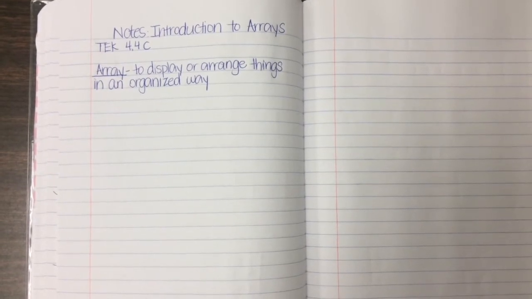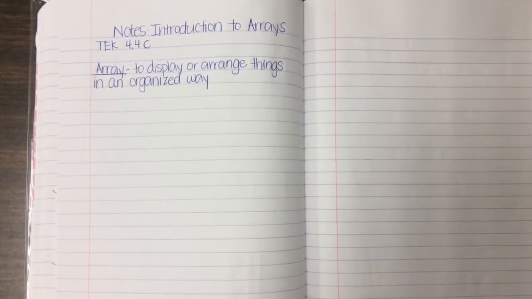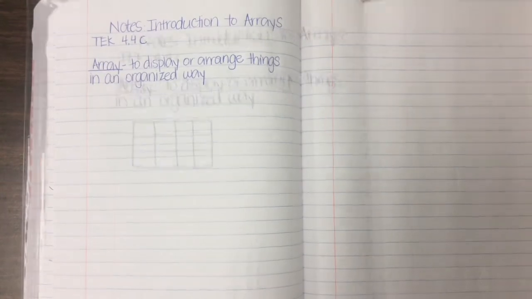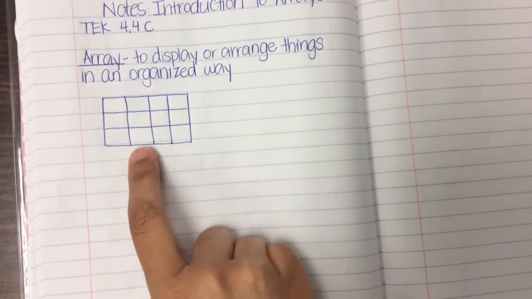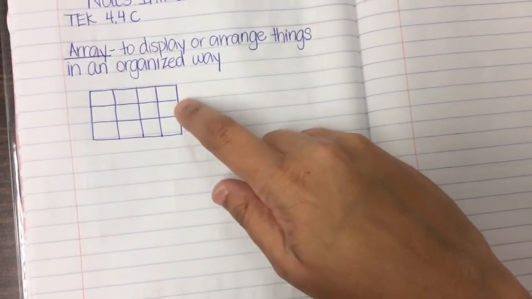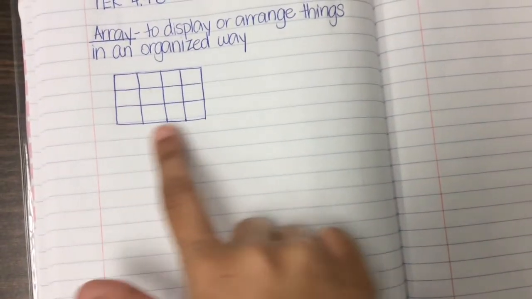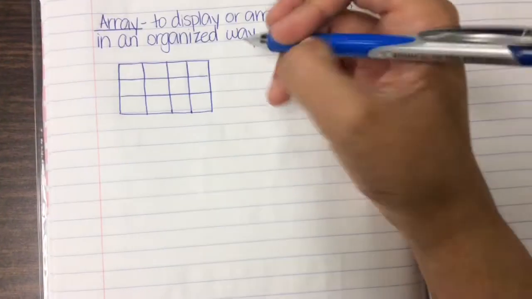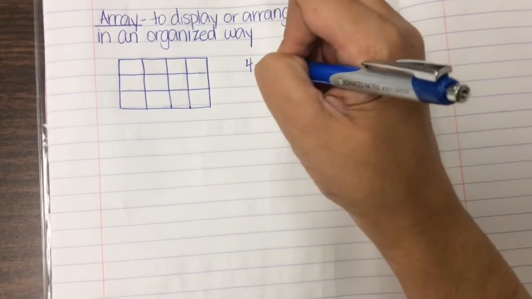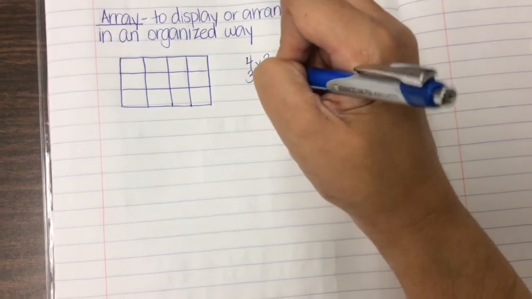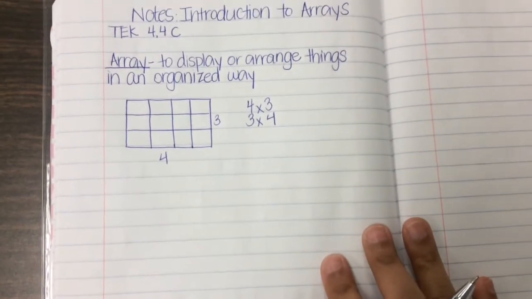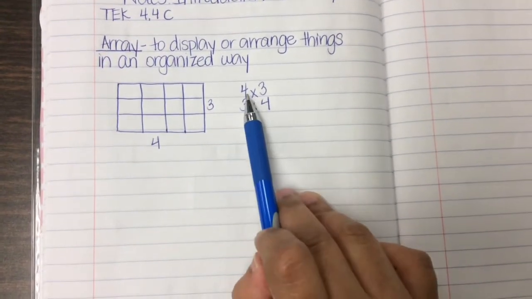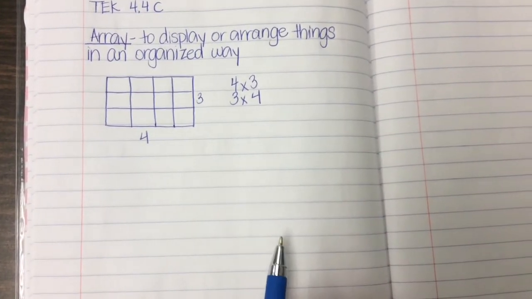To start off, we're going to write the definition of an array. It is to display or arrange things in an organized way. Here is an example. I drew an array. It is 1, 2, 3, 4 this way and 1, 2, 3 that way. So it's a 4 by 3. And you can write it two ways. You can write 4 times 3 or 3 times 4. If you remember the commutative property that we learned with addition, you can flip-flop in multiplication as well.